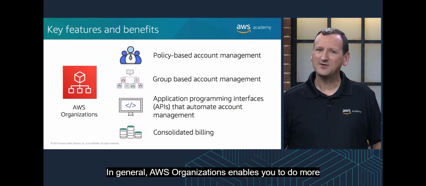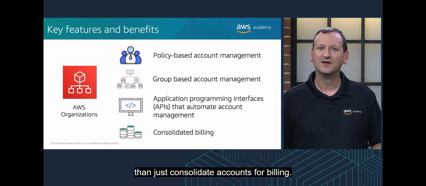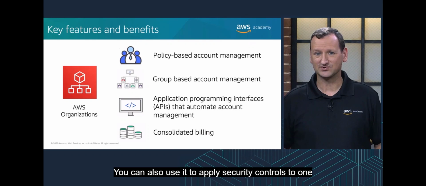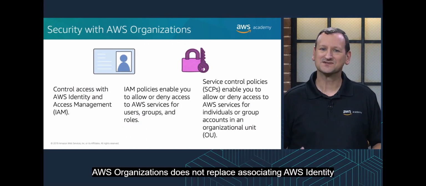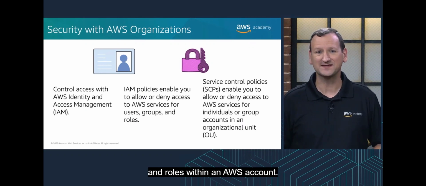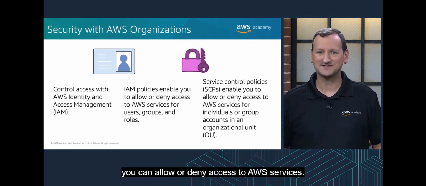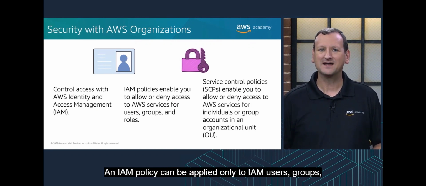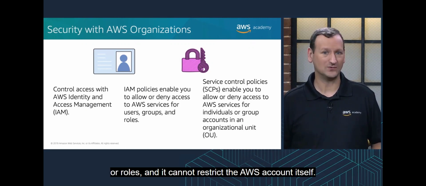In general, AWS Organizations enables you to do more than just consolidate accounts for billing. You can also use it to apply security controls to one or more of the accounts represented. AWS Organizations does not replace associating AWS identity and access management policies with users, groups, and roles within an AWS account. With IAM policies, you can allow or deny access to AWS services. An IAM policy can be applied only to IAM users, groups, or roles, and it cannot restrict the AWS account itself.